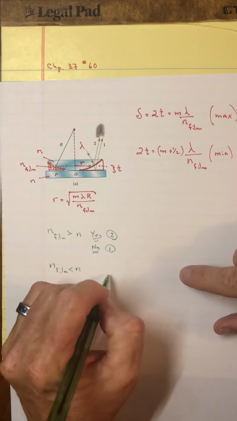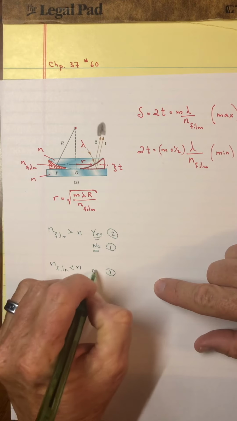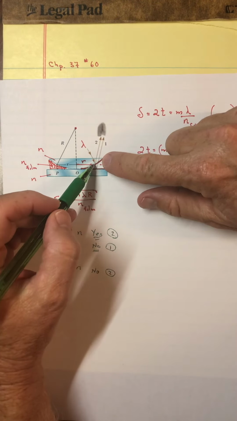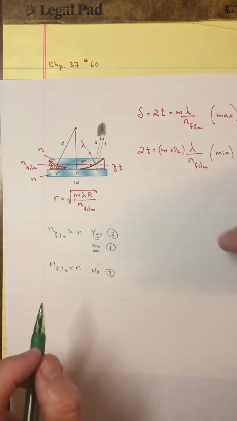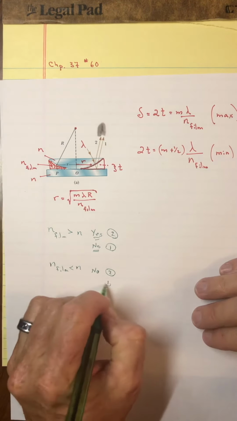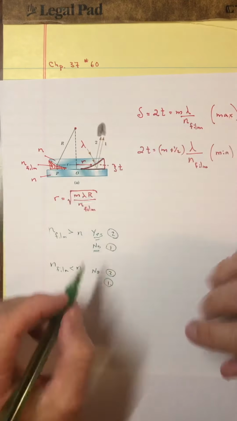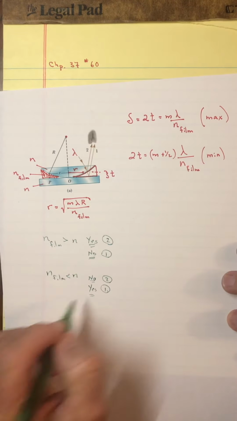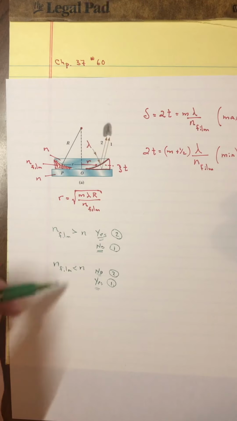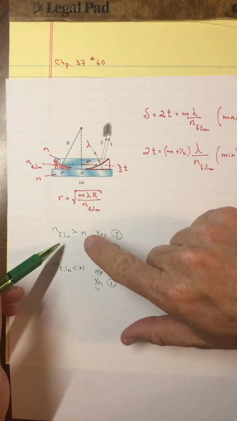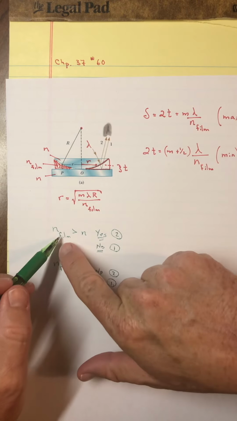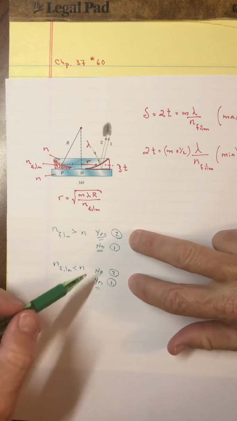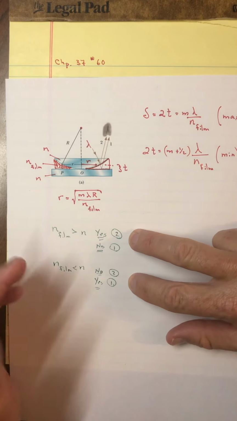So if that's the case, then beam number 2 does not have a phase shift. See, number 2 is in the higher index and it's bouncing off a lower index. So there'd be no phase shift. But beam number 1 would have a phase shift. So it doesn't really matter whether the index is less than n or greater than n to realize that one's going to have a phase shift and one is not.